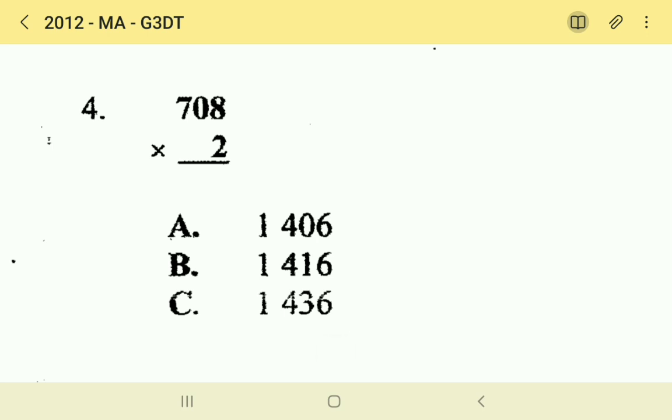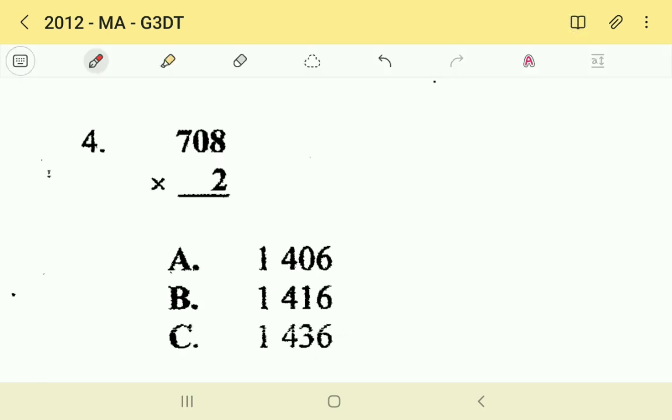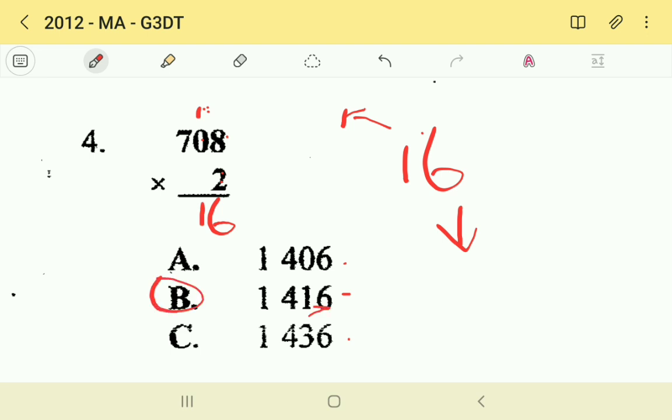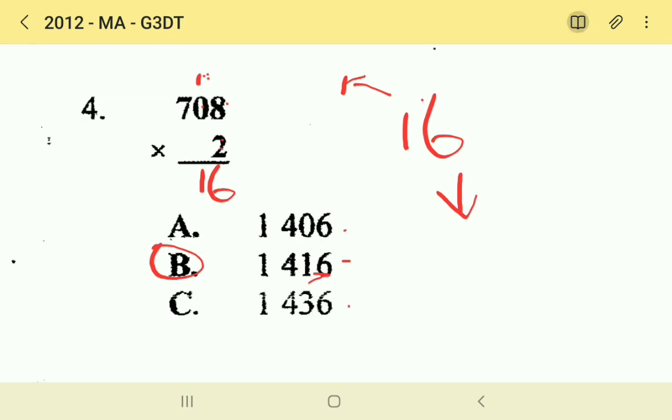Alright, 708 multiplied by 2. Always remember the direction you work in, starting with the ones column. 2 8s are 16. 16, this will remain, this rename. Alright, so all of them end in 6. We have to continue. 2 0s is 0 plus 1. We have to put back that one, so we have this one ending in 16, so the answer is B. No need to continue working.